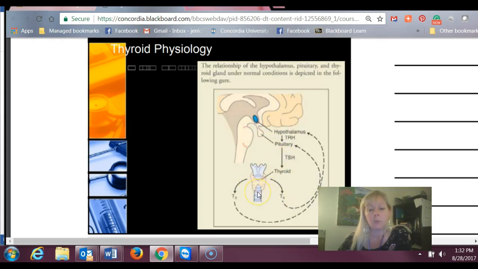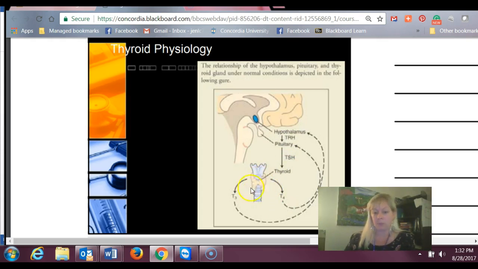Okay, so when you get your labs done and you have a high TSH and your T4 is low, that's telling me you have a hypothyroid because your thyroid's not working well. So that's why the TSH is high, because it's trying to wake it up. The opposite would be true for hyperthyroidism.